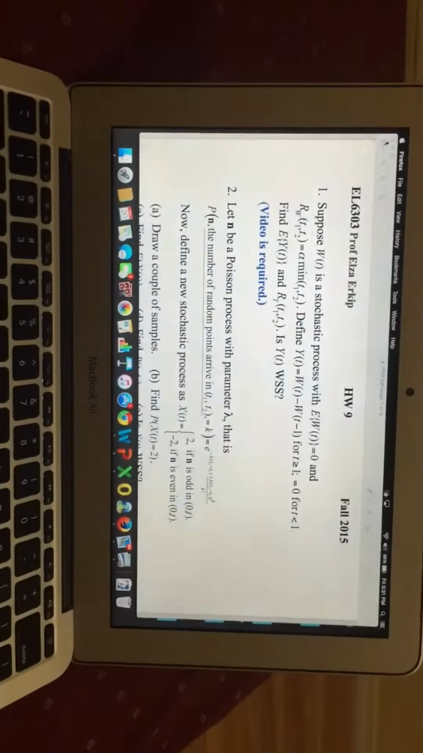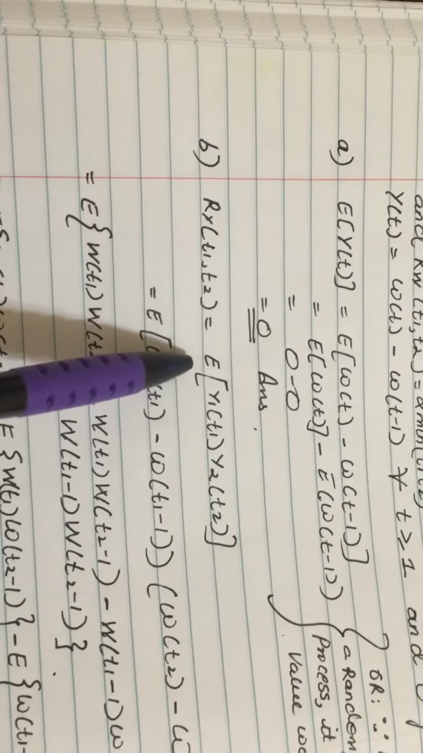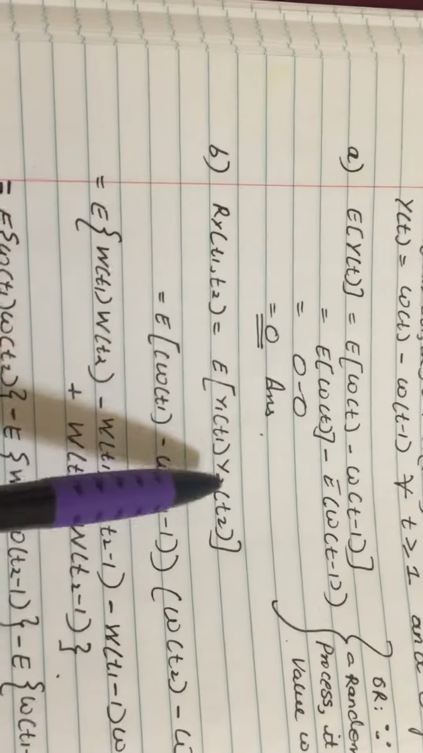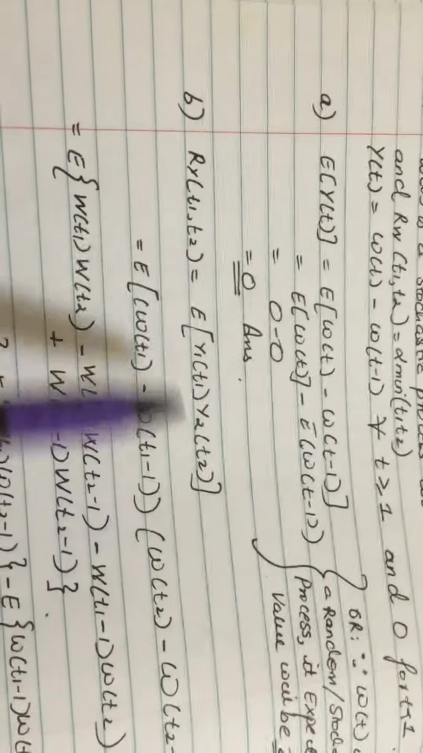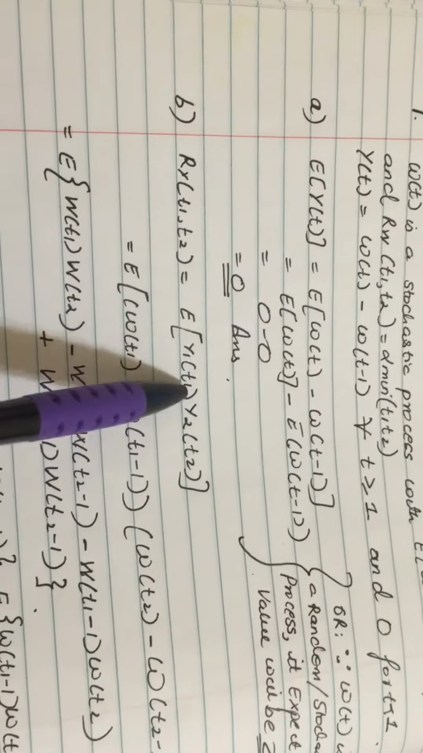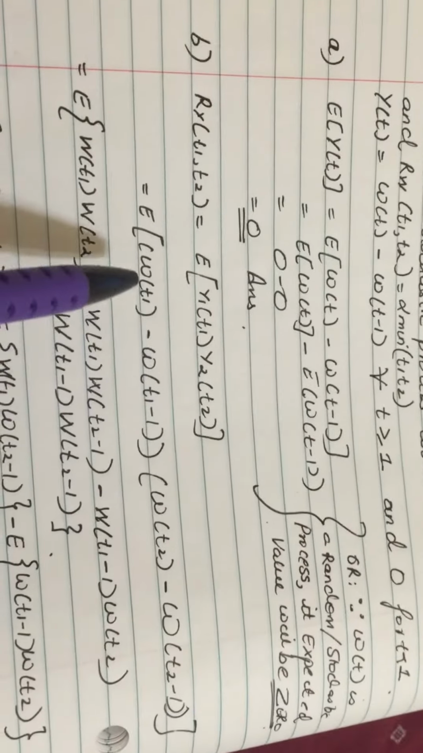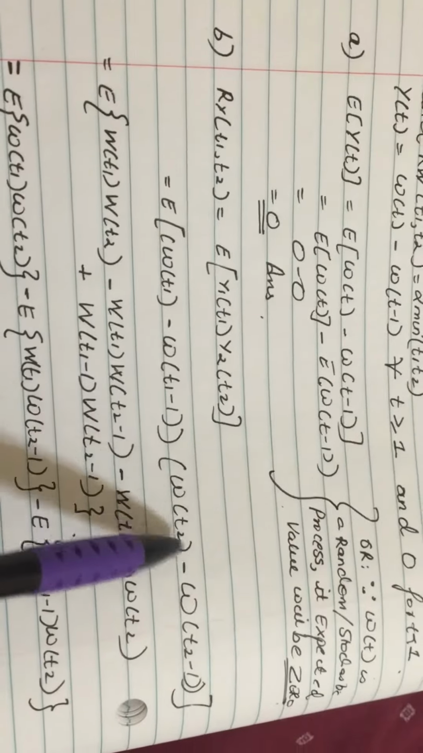The second part is that we have to find R_Y(t1, t2). So R_Y(t1, t2) is expected value of Y(t1) and Y(t2), and we know Y(t) is basically W(t) minus W(t minus 1), so we just change the value of t to t1 in this case and value of t to t2 in this case. So W(t1) minus W(t1 minus 1) times W(t2) minus W(t2 minus 1).